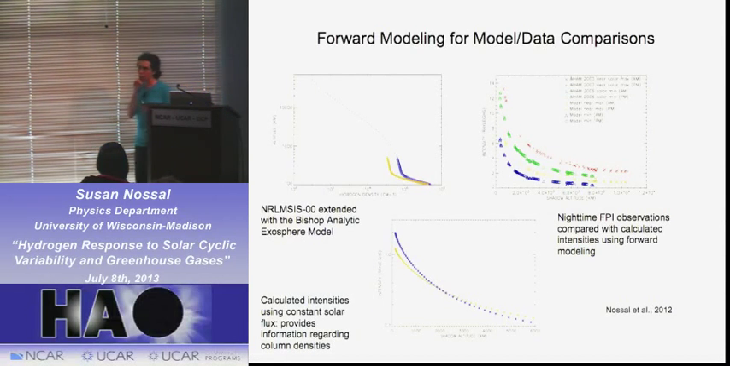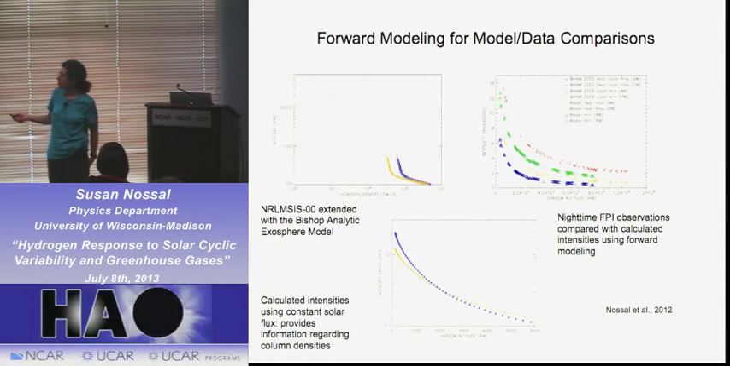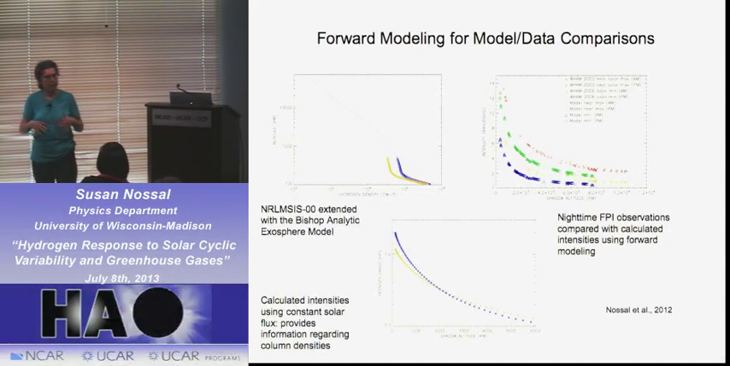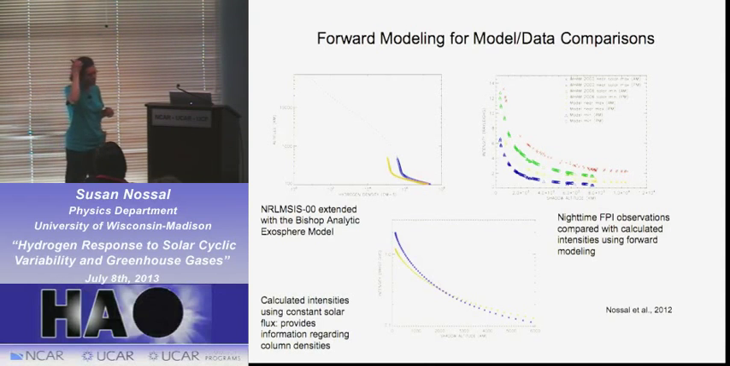Another way that we might use this is for the solar cycle comparison, this is with NRL EMSIS. What we did was, instead of using this three-parameter model, we used EMSIS as the thermosphere, and then used that also as a lower boundary to the exospheric model, and then used the radiative transfer model to predict what the intensities would be at the ground. And what we see here is that the intensities are actually lower when you use EMSIS extending with the Bishop analytic model than the actual measured intensities. So the calculated intensities are lower than the actual intensities, and these are for nighttime conditions.